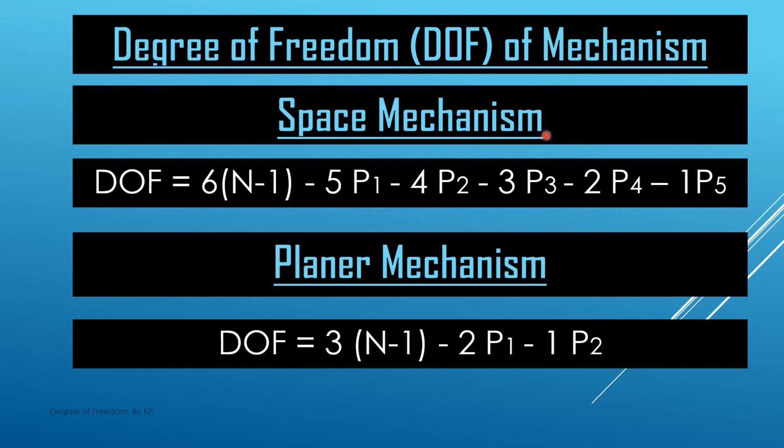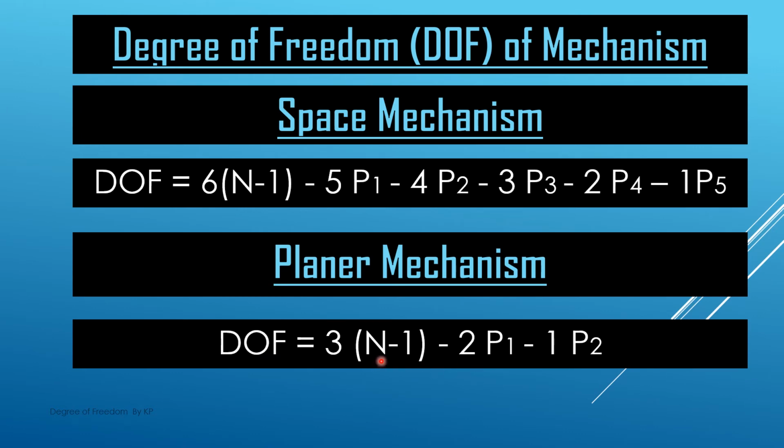If we are talking about the planar mechanism, as we have discussed, we have a body which is placed in a plane, it can move along the two translatory axes and have rotation about the third axis, so it has a total of 3 degrees of freedom. So a general formula to find the degree of freedom for a planar mechanism is: degree of freedom equals 3(n minus 1) minus 2P1 minus 1P2.